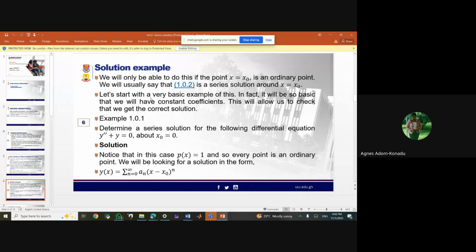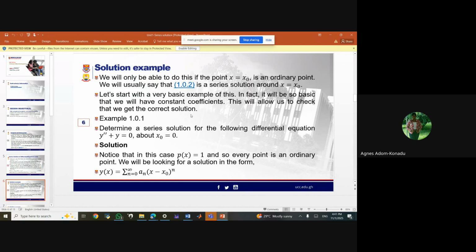Let's start with a very basic example of this. In fact, it will be so basic that we will have constant coefficients. This will allow us to check that we get the correct solution. So determine a series solution for the following differential equation: y prime plus y is equal to 0, about x equal to x naught.